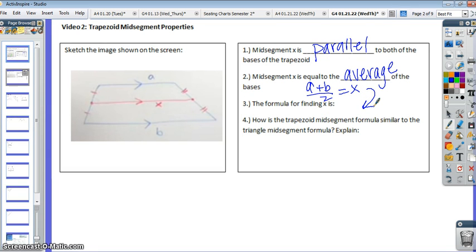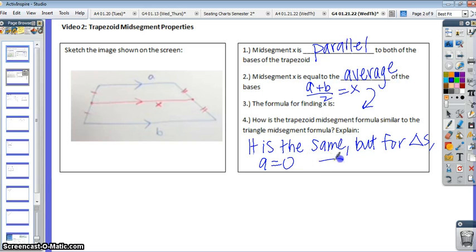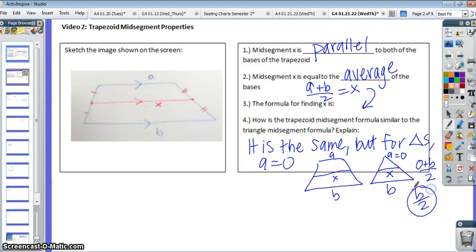How is the trapezoid midsegment formula similar to the triangle midsegment formula? I would just say it is the same, but for triangles, A equals 0, right? So in a trapezoid, you have A and B. X is the average of them. With a triangle, you can think of it the same way, but A just becomes 0. So the formula 0 plus B divided by 2 is just B divided by 2.